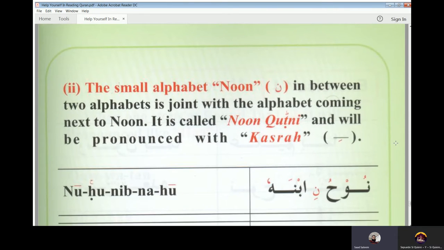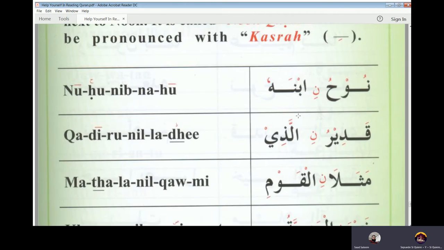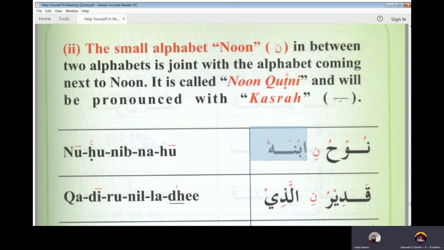Next. The small alphabet noon. Two alphabets are joined with the alphabet next to noon. It is called noon qutni and will be pronounced with kasra. What are they saying here in between the alphabet and kasra? Here you see a noon between these two words. Join this noon with the next one. It will become nib. Nibnahu.